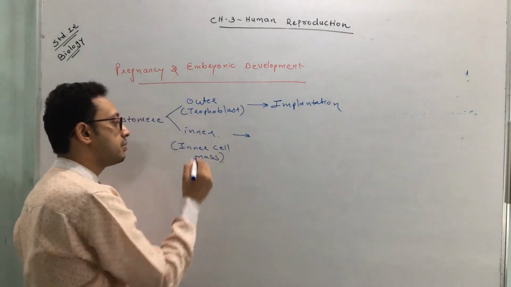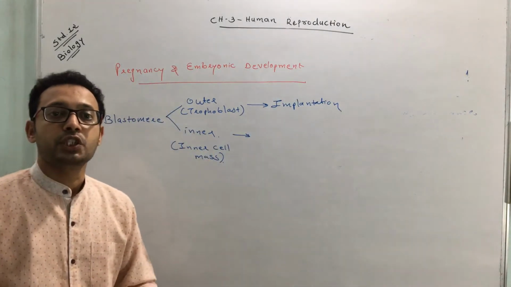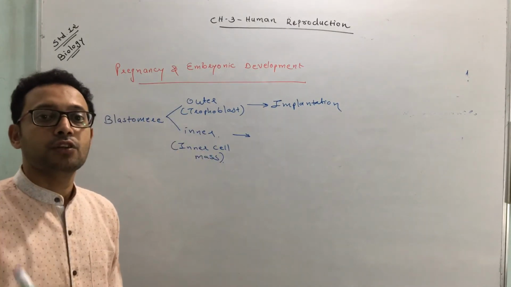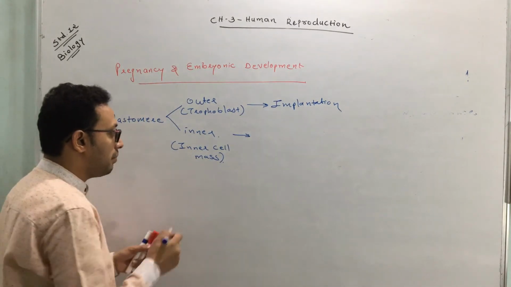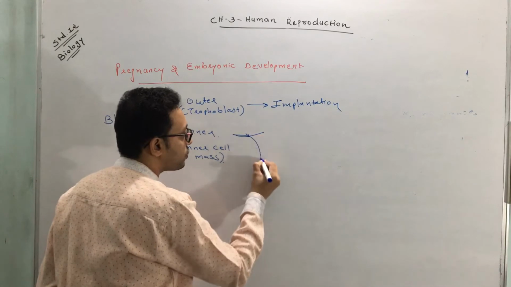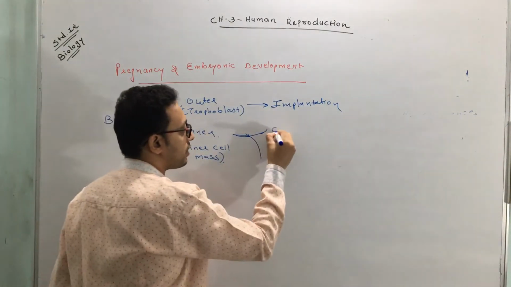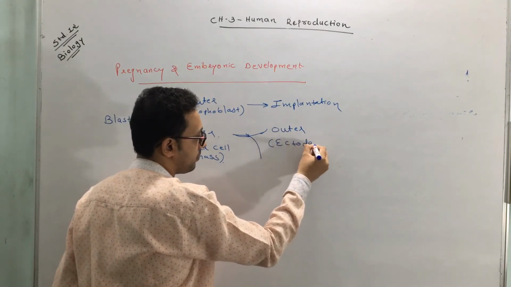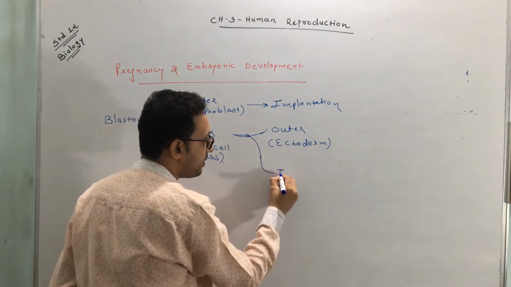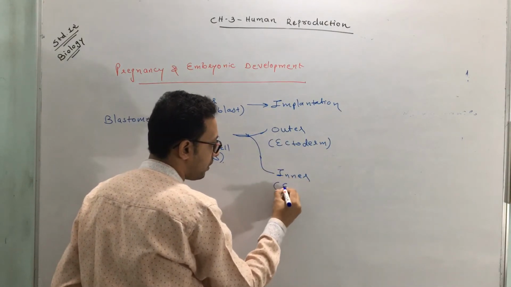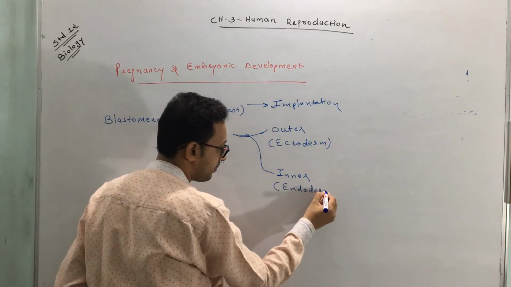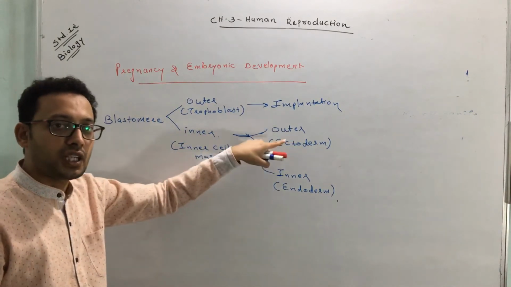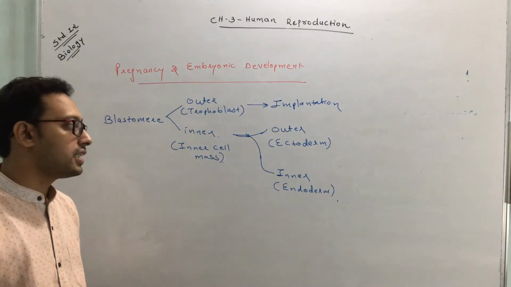And now what happens to this inner cell mass? The inner cell mass develops into an embryo. So now we have to see how this inner cell mass develops into an embryo. From this inner cell mass, first two layers are going to form. The outer layer which is formed is called the ectoderm. And the other inner layer which is formed is called the endoderm. Clear? From the inner cell mass, the outer layer formed is called ectoderm, and the inner layer formed is called endoderm.